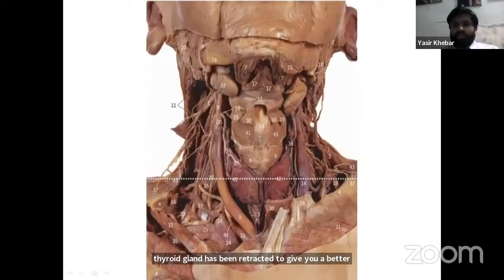This is another dissection diagram. Now that you have a view and understanding of the schematic diagram, you can understand this one. You can see that this one is the brachiocephalic trunk. It would go on to give rise to the common carotid artery.